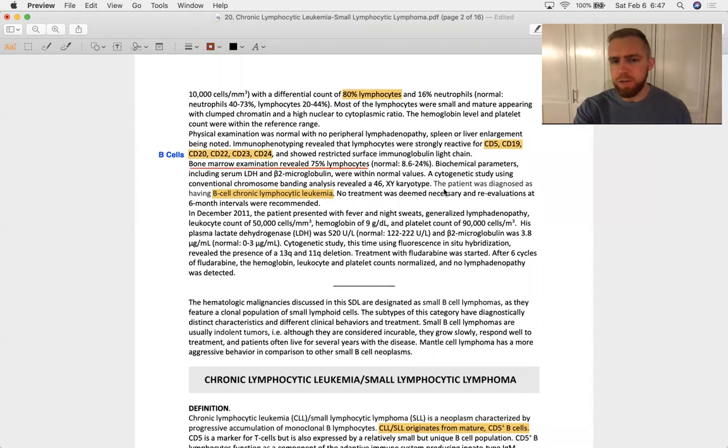So this patient was fine. No treatment was deemed necessary, but then about a year and a half later, the patient did present with B symptoms, fever and night sweats, generalized lymphadenopathy, and exacerbation of anemias.